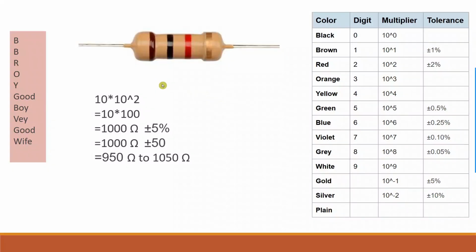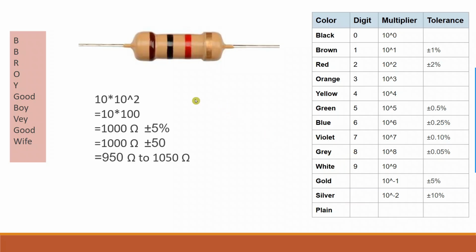So here I am considering one resistor which has 4 bands. A band is like how many colors are there: 1, 2, 3, 4. So it is a 4-band resistor. Each color has one digit. For example, black is 0, brown 1, red 2, orange 3, yellow 4, green 5, blue 6, violet 7, grey 8, white 9.